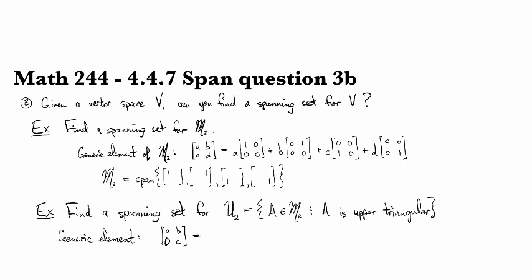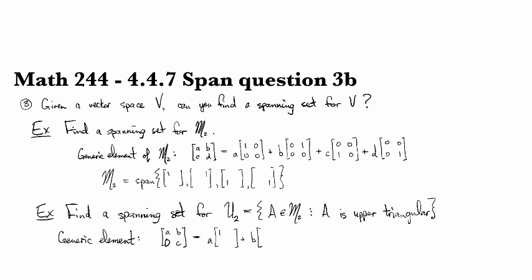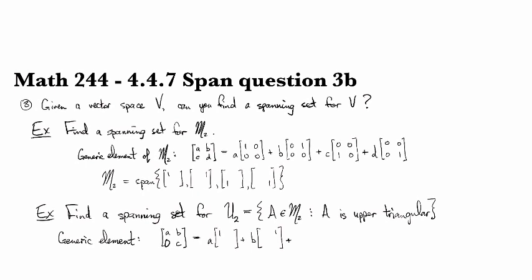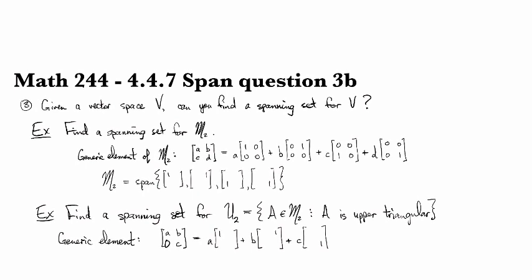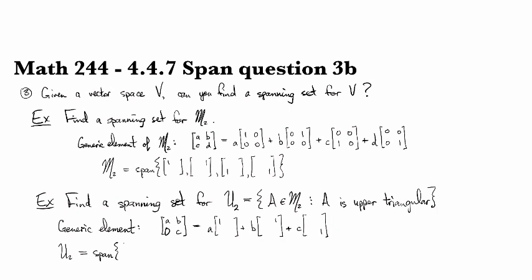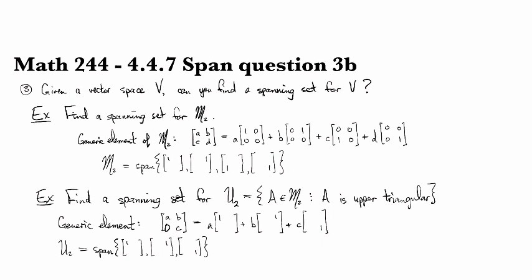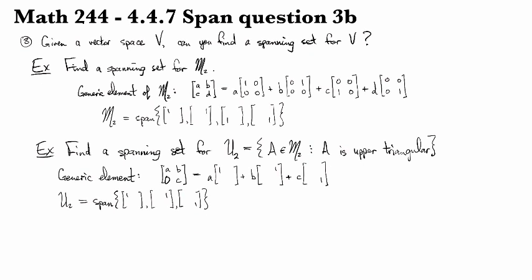So this I can write as A times this matrix plus B times this matrix plus C times this matrix. That tells me that U2 is the span of 1, 0, 0, 0, and 0, 1, 0, 0, and 0, 0, 0, 1. Now I have a spanning set for U2. Now let's do something a little bit more interesting.